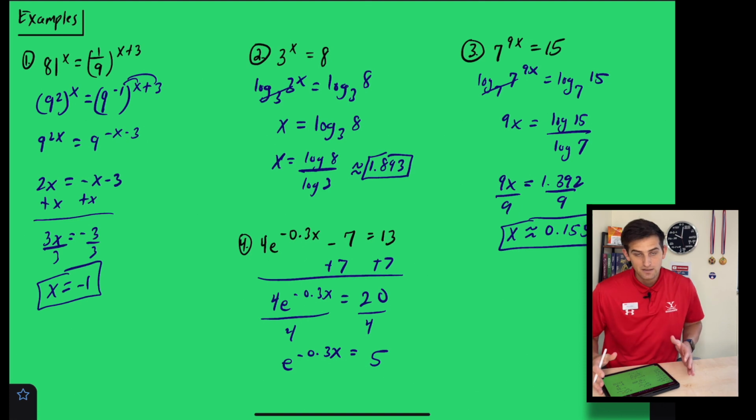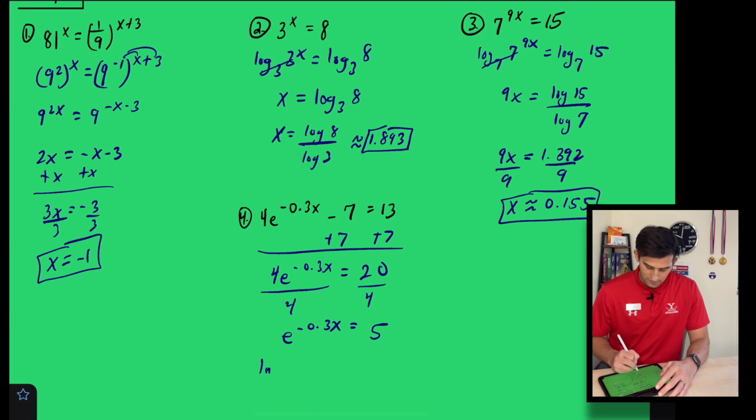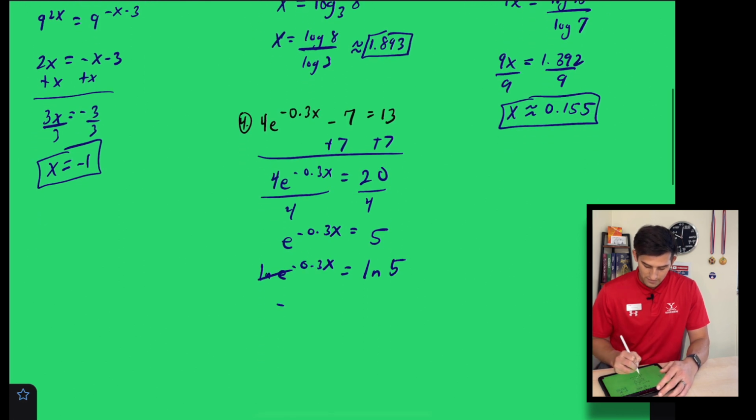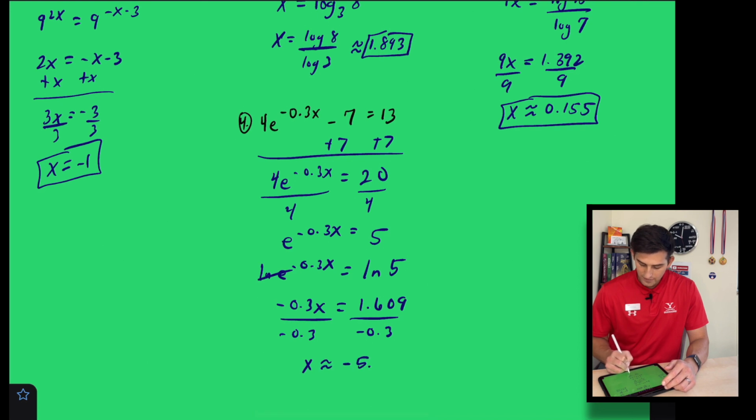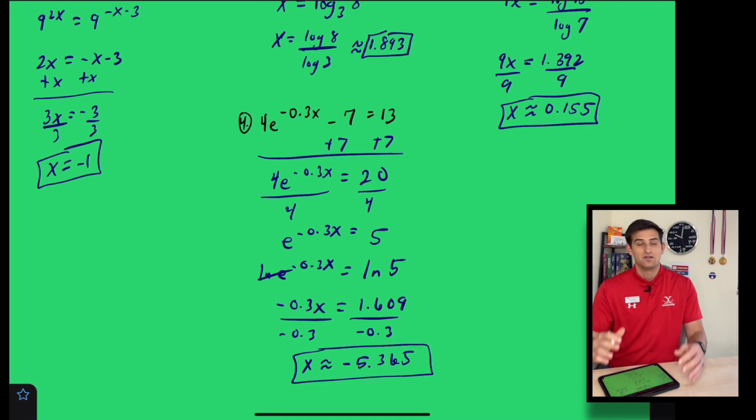Now if we have a base of e, we can apply the natural log to both sides, and that'll cancel that e out. So we take ln of e to the negative 0.3x equals ln of 5. The ln of e will cancel out there, so now I just have negative 0.3x equals, in my calculator I can do ln of 5, and that gives me 1.609. Now we're going to divide both sides by negative 0.3, and that's going to give me x is approximately negative 5.365. And that is how you can solve some exponential equations.